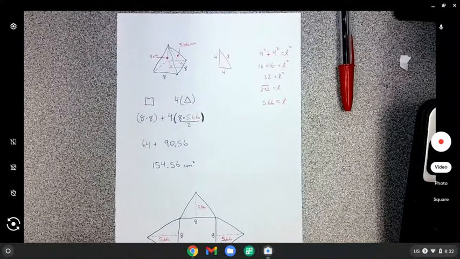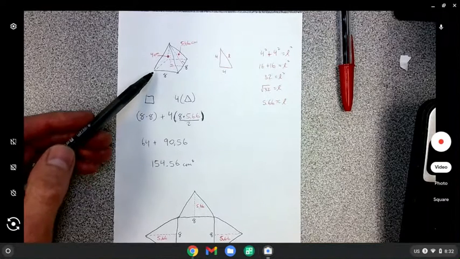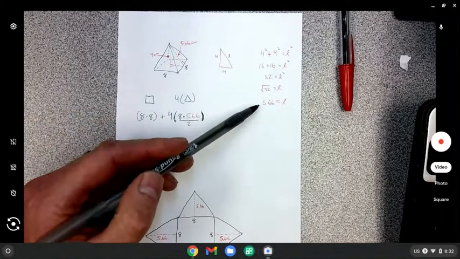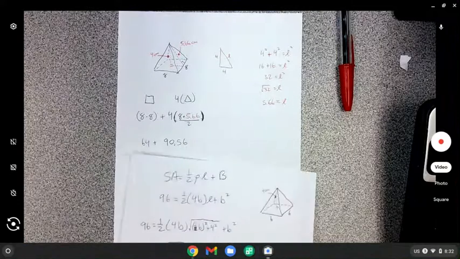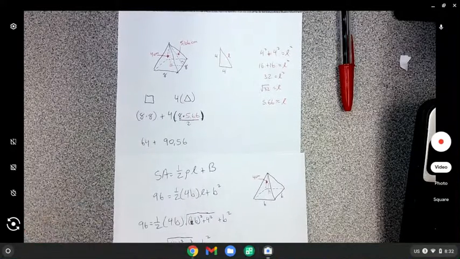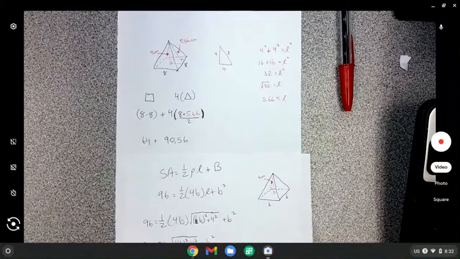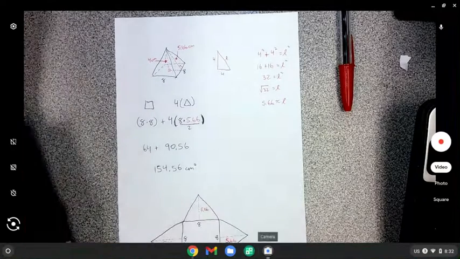Hopefully that helps in alleviating a little bit of the confusion. Still a challenge. You still have to either guess and check to figure out what's going to work, or you need to use this formula and solve it for B, solve it for the edge of that base. So there you go. That's what you need to do. Hopefully that helps. Let me know if you have other questions.